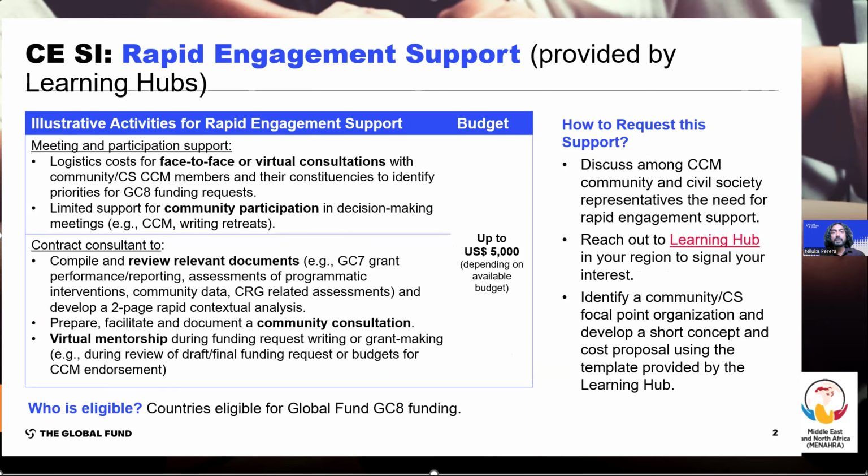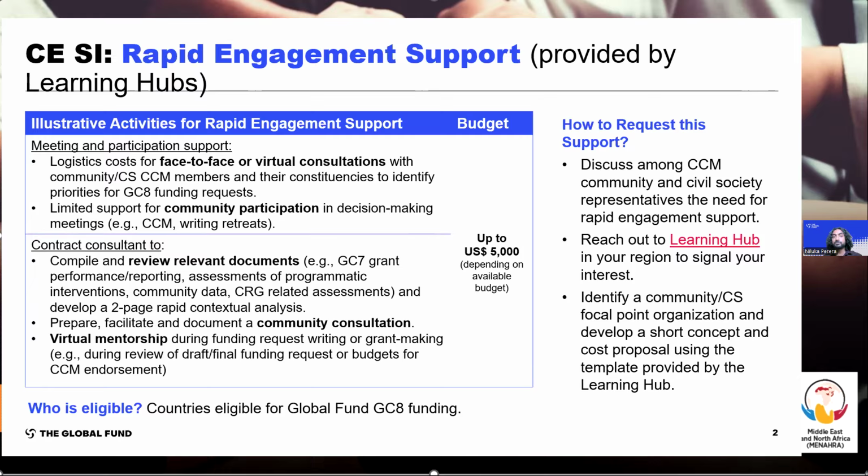And the second channel of support from the Community Engagement Strategic Initiative is rapid engagement support. This is a small amount of resources, a maximum of up to 5,000, to support communities to engage and deliver consultations as part of the broader CCM roadmap on country dialogue and funding request development. Just a caveat, the resources are limited, so I'm not saying that we will be able to provide these small rapid engagement support grants to everyone.